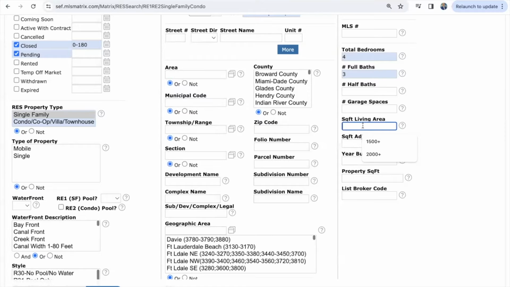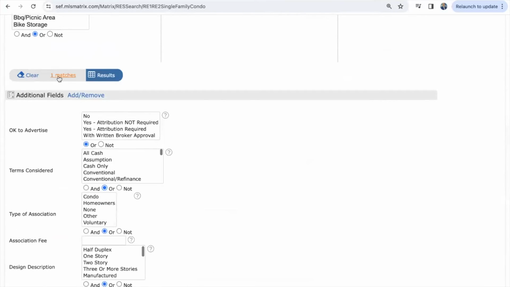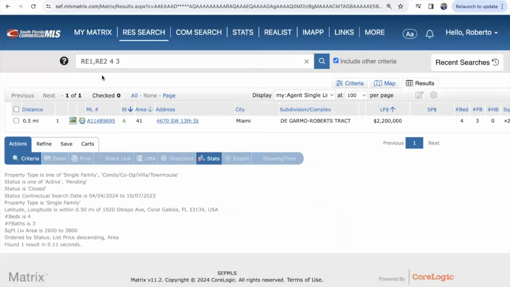All right, if you don't know, we're gonna go ahead and put in a range. We're gonna go down to, let's say, 2,600 square feet, and then we're gonna go up to about 3,800 square feet. So being that the subject property is 3,200 square feet, I did a 600 square foot difference. I went down 600 square feet, I went up 600 square feet. I am now down to 1 match. So that 1 match is this property right here, and it's currently listed at $2.2 million.